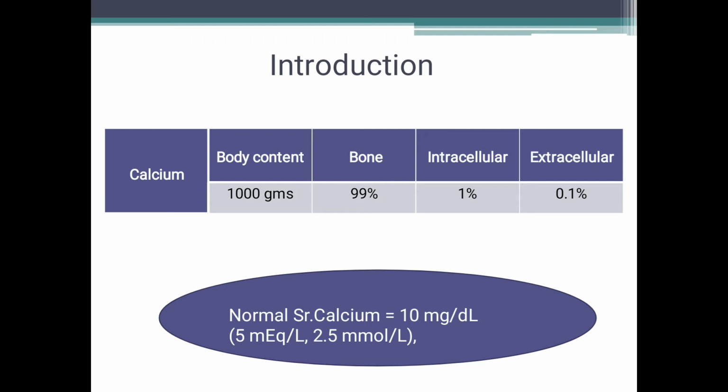So what is the normal serum calcium? It is 10 milligrams per deciliter. The range is 9 to 11 milligrams per deciliter. So the average is 10 milligrams per deciliter, and in milliequivalents it is 5 milliequivalents per liter, and in millimoles it is 2.5 millimoles per liter. So this is where the 1000 grams of calcium will be present.